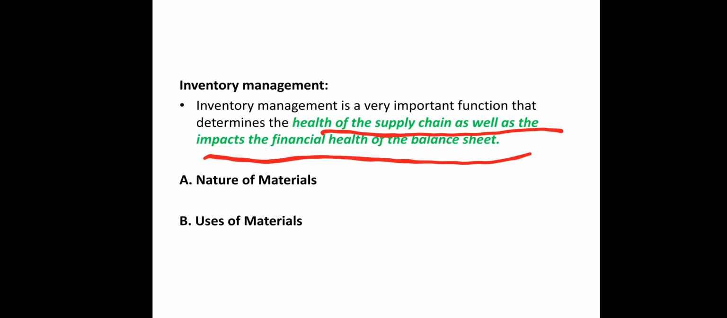It is a process in which they manage whatever raw material, finished product, semi-finished product, packaging material, equipment, and machinery they require for their further activity. That should be managed, that should be under control. So that is inventory management. In inventory management there are 2 points to understand: nature of materials and uses of materials.